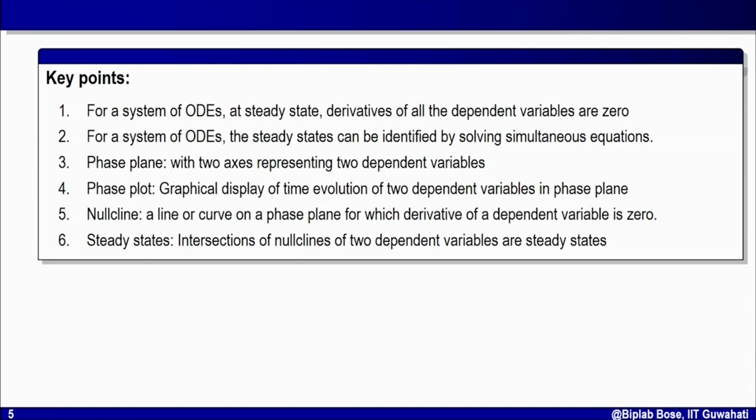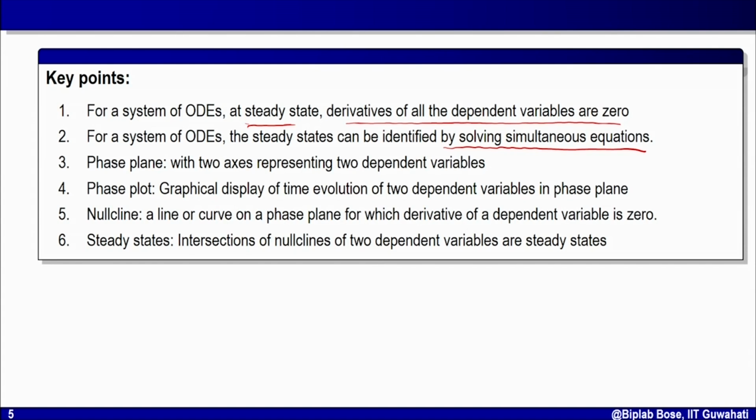So let us jot down the key points. For a system of ODEs where you have more than one dependent variable, at steady state, the derivatives of all the dependent variables are 0. We can identify this steady state by putting all the derivatives equal to 0 and then solving those equations simultaneously. Using simple algebra, we can identify the steady state.